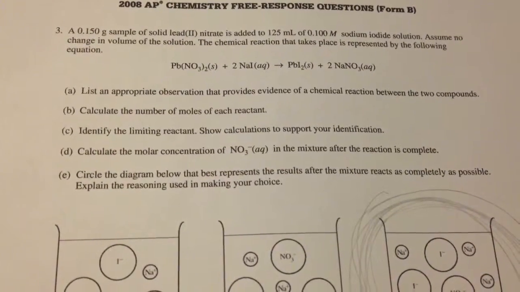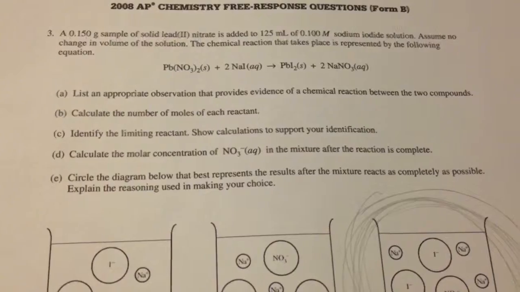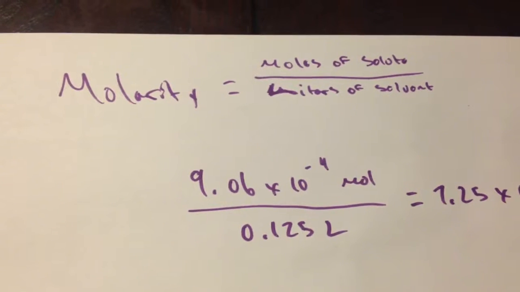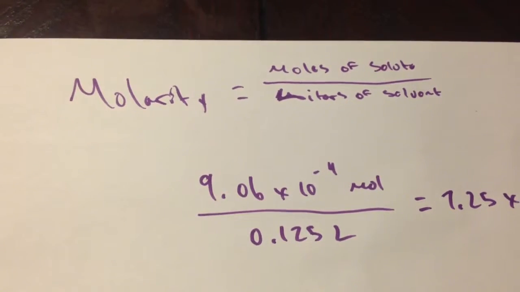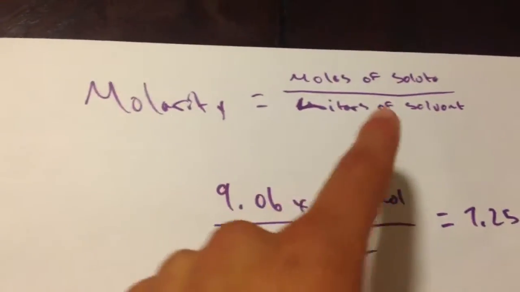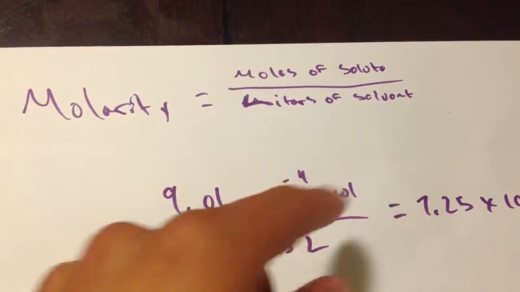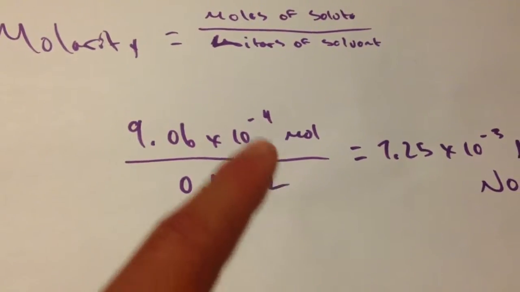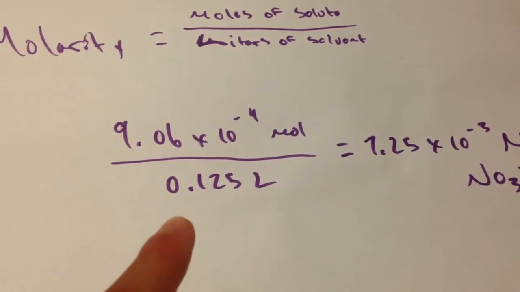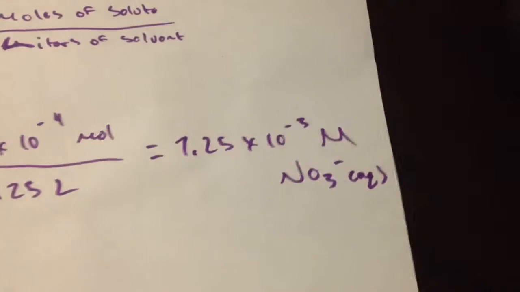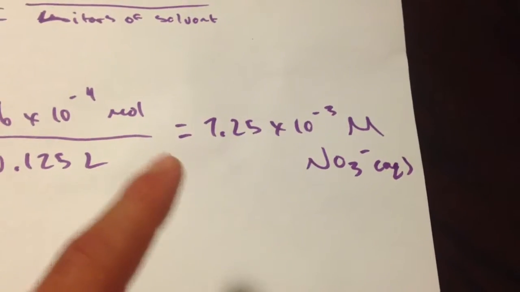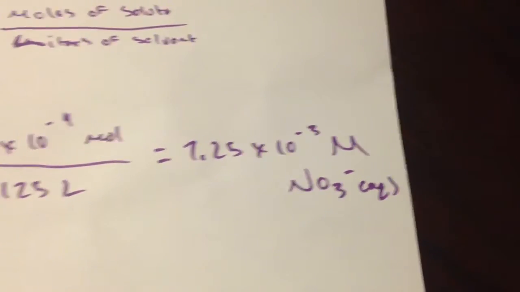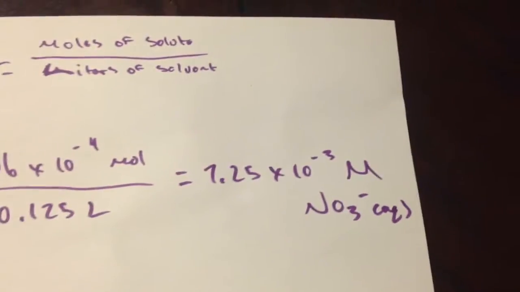Next, we have to calculate the molar concentration of NO3 minus in the mixture after the reaction is complete. To find the concentration of NO3 minus, you use the equation for molarity, which is moles of solute divided by liters of solution. In this case, we have 9.06 times 10 to the negative 4 moles divided by 0.125 liters. And when we do the calculations, we get 7.25 times 10 to the negative 3 molar NO3 minus, which is the concentration.